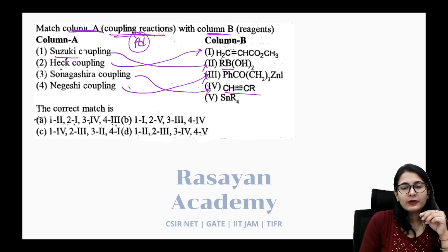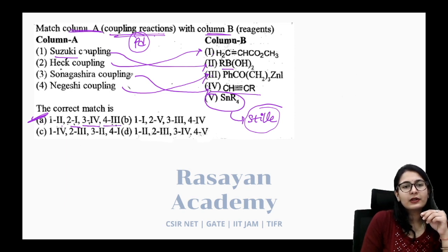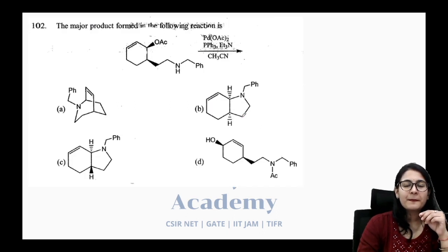So this is what you have. 1, 2, 3, and 4 are occupied. For the fourth reaction, which is using organotin, you have the Stille coupling, but then it is not given in the question, so it's okay. Your answer is option number A for this one. 1 matches with 2, 2 matches with 1, and 3 matches with 4, and the fourth one is going to match with E over here. Very simple. So these kinds of questions might also appear in your exam. Just match the following with name reactions, try to remember them.